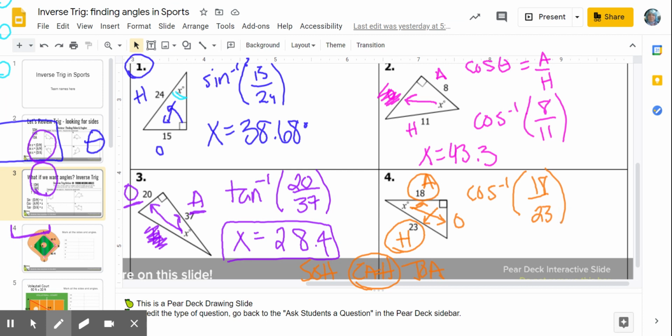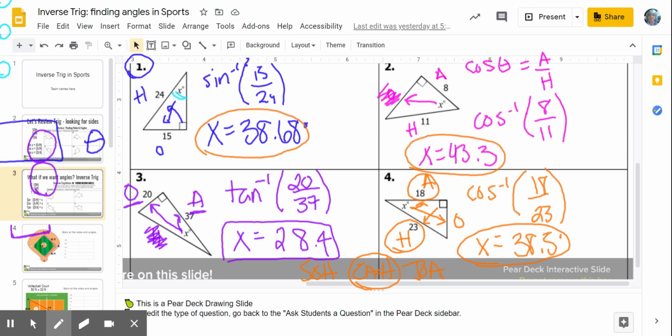So inverse cosine 18 over 23 gives me how many degrees if I round to the nearest tenth? And these are all degrees. Nice. Super important to mark all those O, A, and H's.